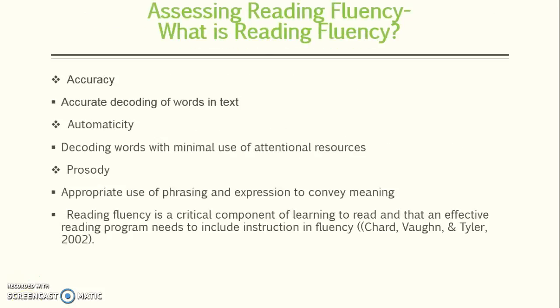My last article, Assessing Reading Fluency, discusses how reading fluency can be assessed using different valid and efficient strategies. The three components of reading fluency are accuracy, or accurate decoding of words and text, automaticity, or decoding words with minimal use of attentional resources, and prosody, or the appropriate use of phrasing and expression to convey meaning. Therefore, reading fluency refers to accurate and automatic decoding of words in the text, along with expressive interpretation of the text to achieve optimal comprehension. Fluency is important in reading because it affects how well readers understand what they read.